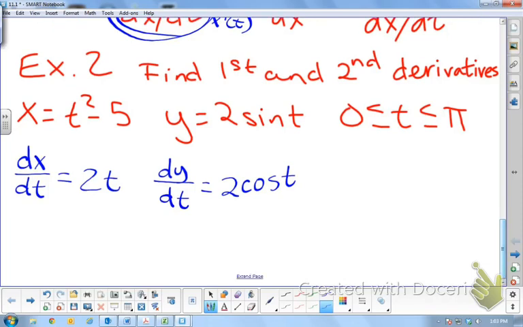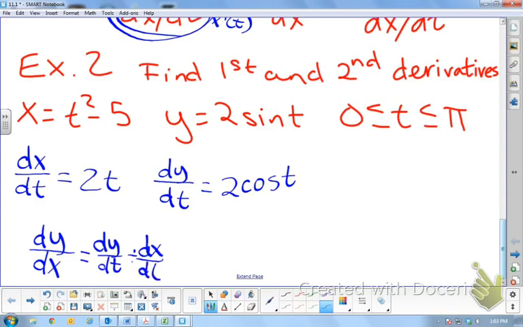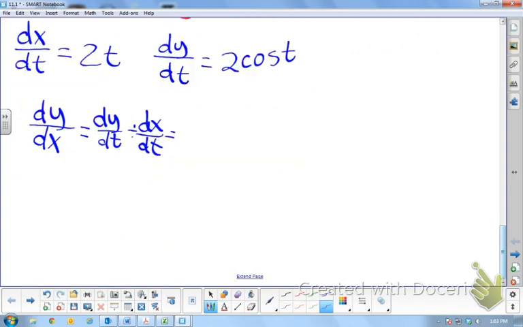So the derivative of y with respect to x. Ooh, now I get why the first one is this way. Let me show you really quick. If I take dy dt and divide it by dx dt, fraction-wise, what do I have to do with the second piece? Flip it. So dy dt times dt dx is dy dx. So now we know why we divide the two pieces.